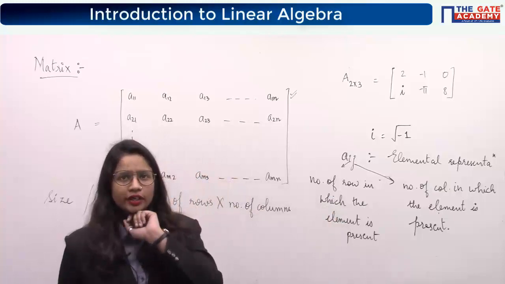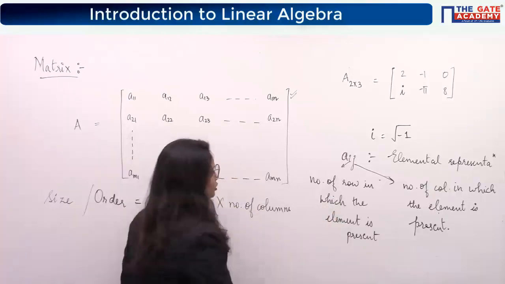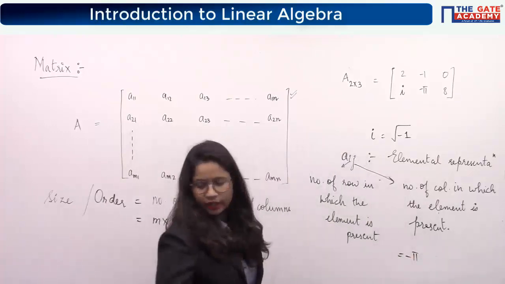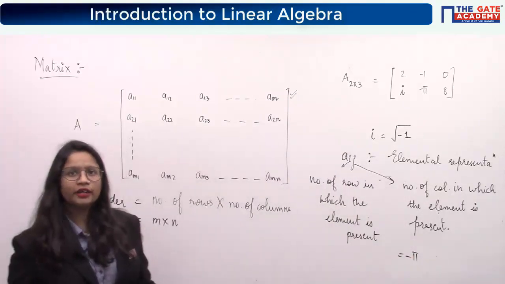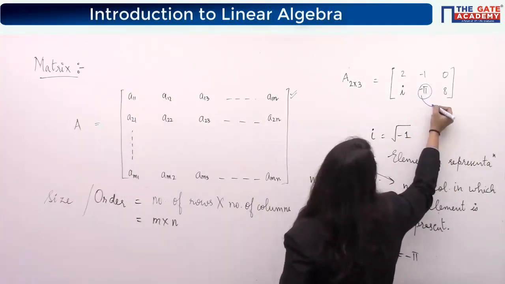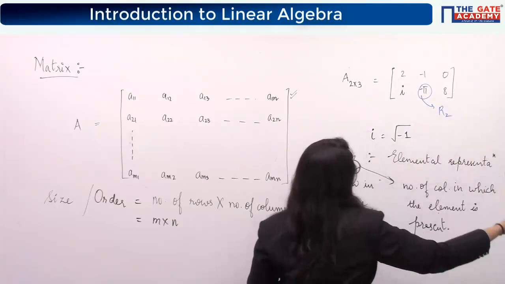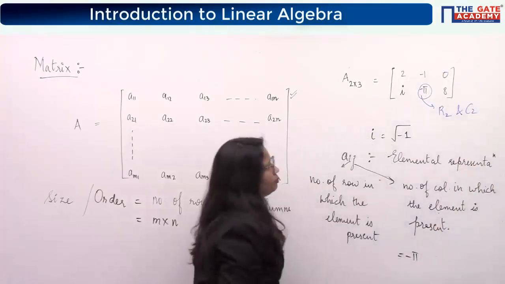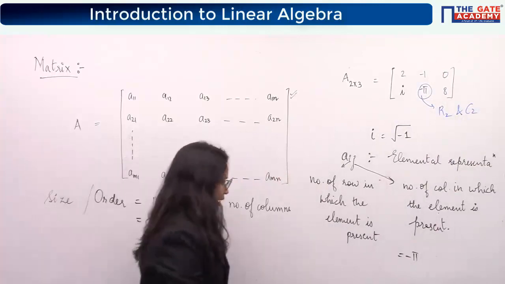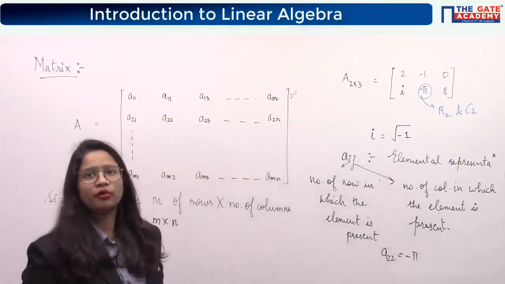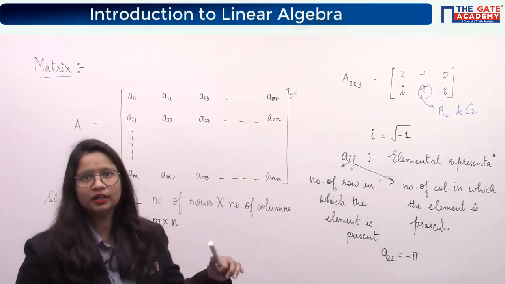So two of the guys have answered A, 2, 2. So let's see minus pi. What is the position of minus pi? If I go into that matrix and find out the number of row in which it is present, this is the second row, R2, and the column again is the second column, C2. That means I'll write it as A, 2, 2. So minus pi, if I want to name that element, it will be A22.